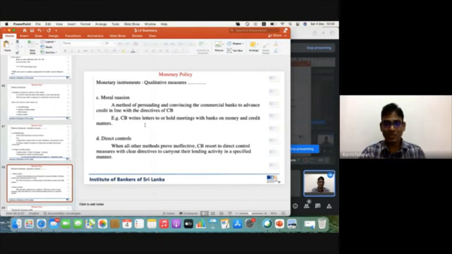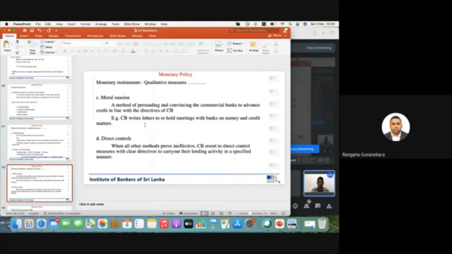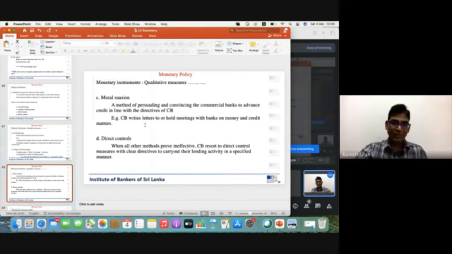But direct controls are clear directives. You send a direction in writing, maybe a letter to the CEO or board of directors, so they have to do it. So these are two slightly different things. Moral suasion is an amicable solution, while in direct control the central bank will use its authority. Clear? Yes, sir. Okay.